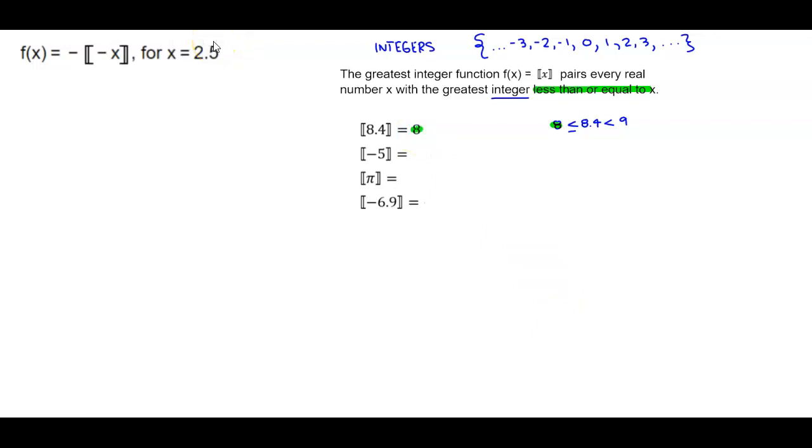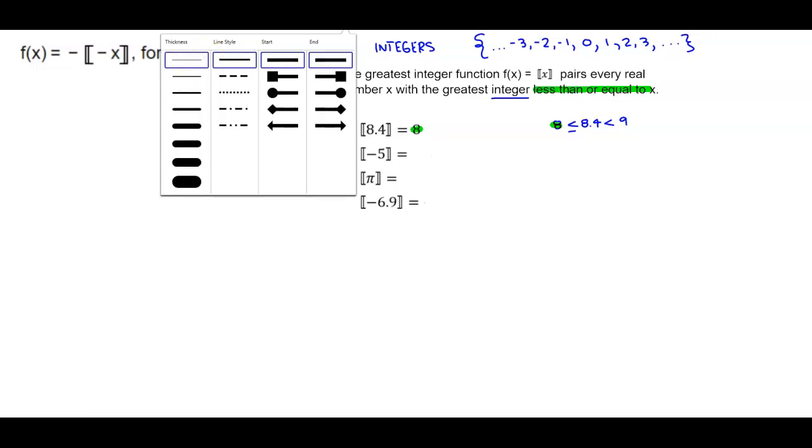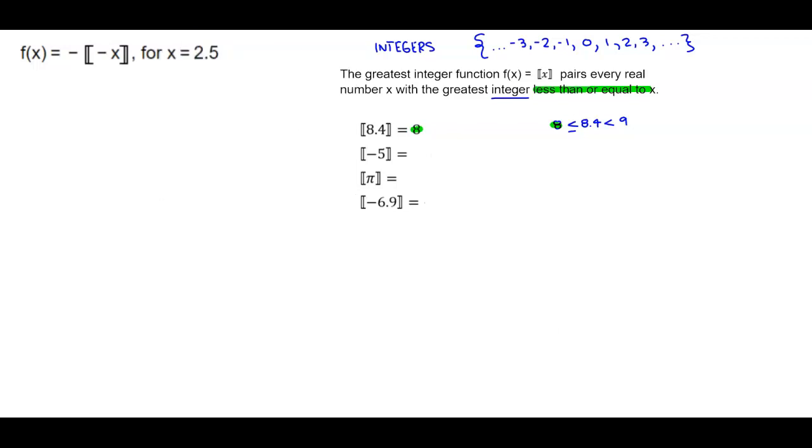Okay, let's take a look at the next example. Here we have negative 5. That is an integer. It's not a decimal. So we know what number is less than or equal to negative 5. Well, the answer is negative 5. So the greatest integer of negative 5 is going to be negative 5.